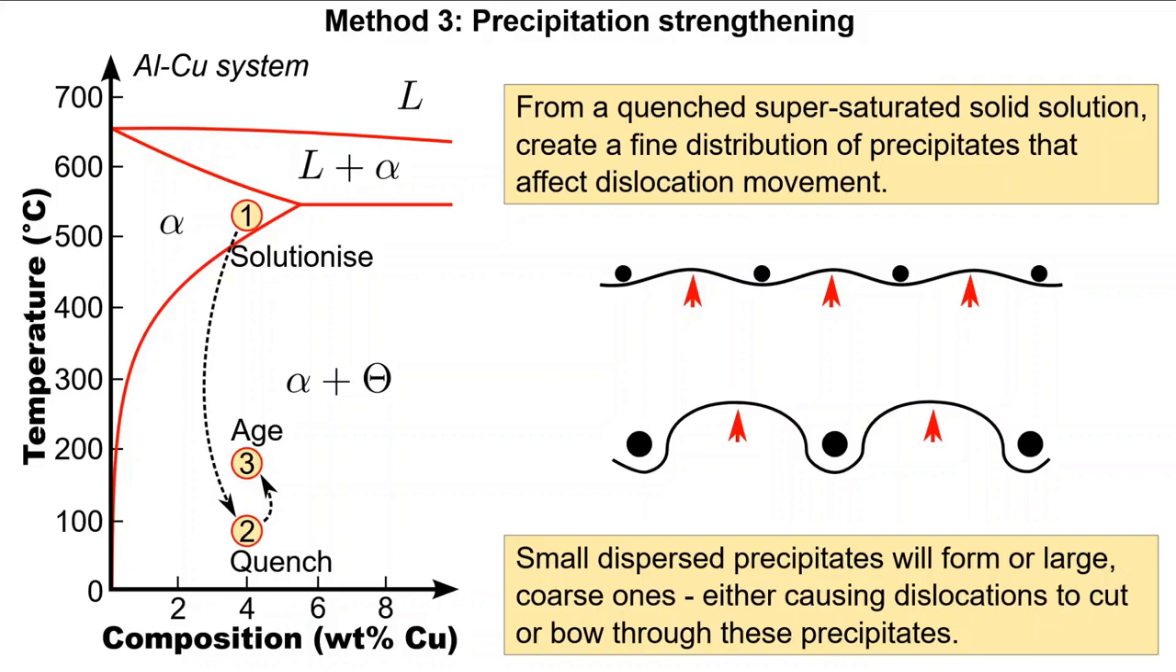The underlying physics deciding either bowing or cutting are beyond the scope of this course. However, there is a competition between the two in terms of how effective either cutting or bowing is for preventing a dislocation to pass. At a simplified level, this is down to the size of the precipitate that forms.